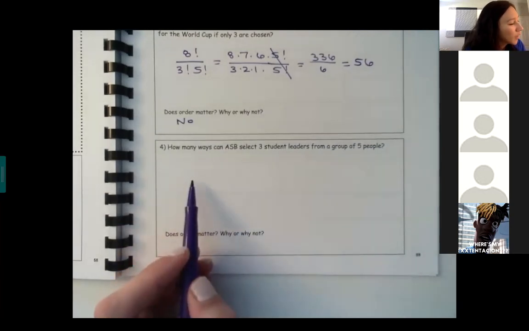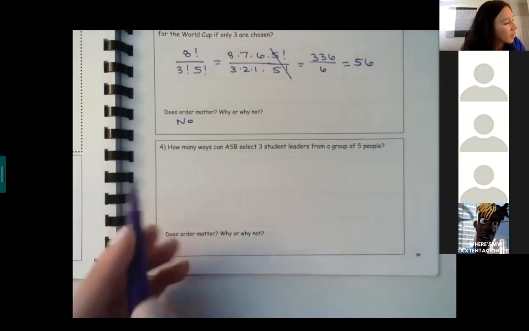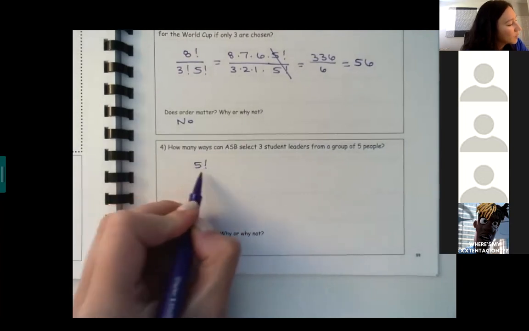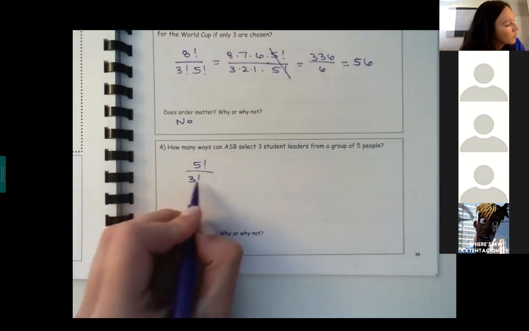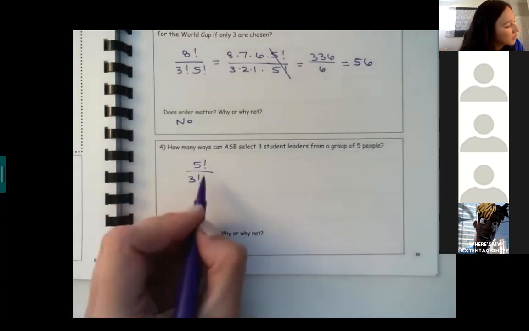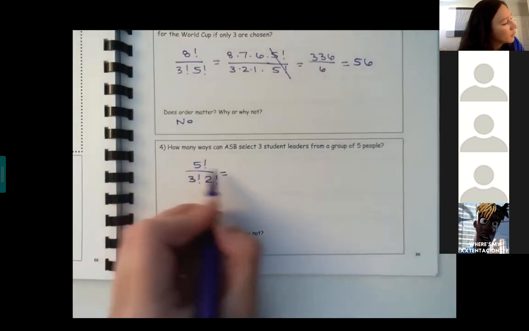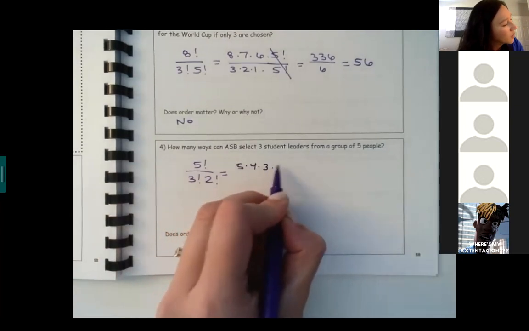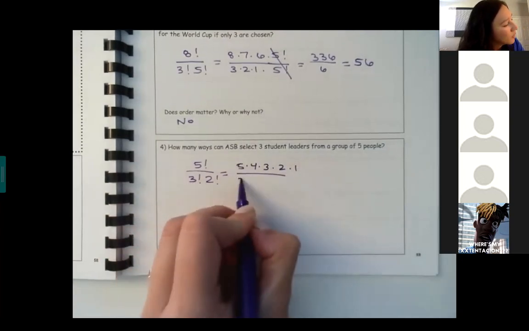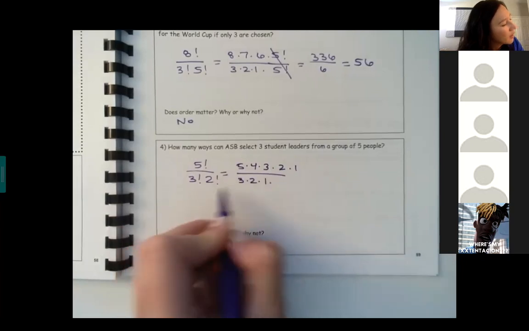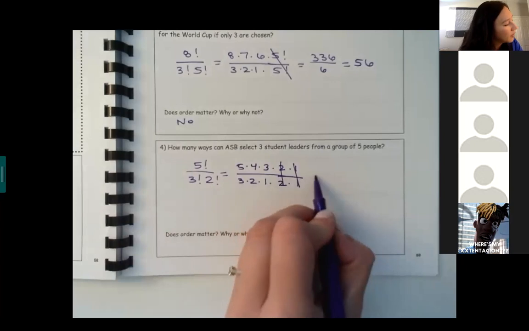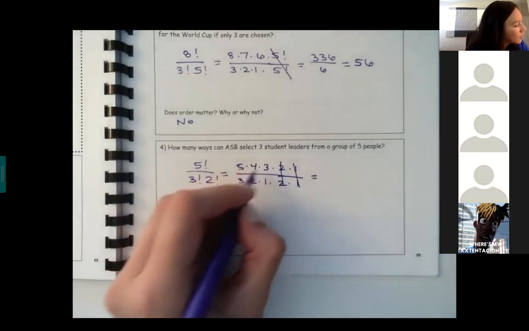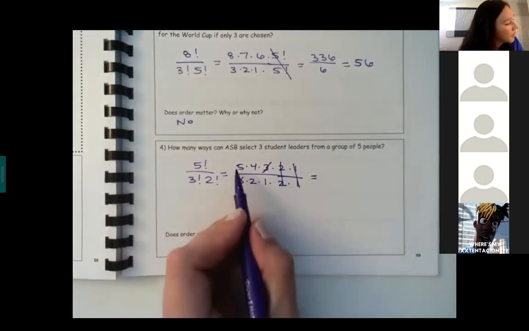So how many total were there? Sorry, I was in the other room. Oh, so it was a total of 5. Good. So 5 factorial divided by how many are they choosing? 3. So 3 factorial, and then how many are left? 2. Okay, so we have 5 times 4 times 3 times 2 times 1, over 3 factorial and then 2 factorial. Okay, so those cancel out, and then the 3s would cancel out.